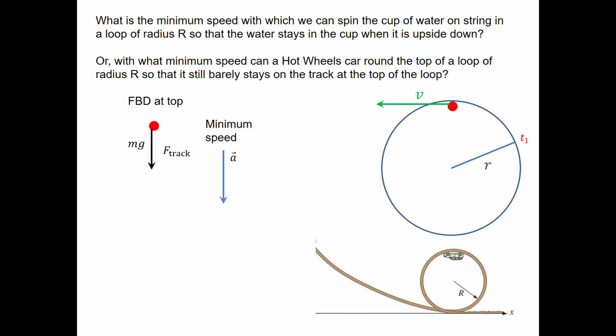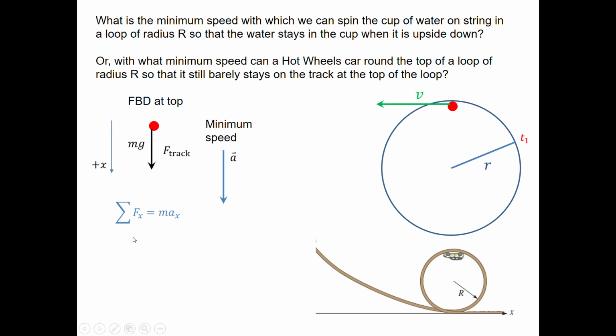So the minimum speed that you can round the top with is when the free body diagram looks exactly like this. The track is just not pushing on the car at all as it rounds the top. Okay, now let's do F net equals ma. I'm going to take plus x to be down because that's toward the center of the circle at the top.